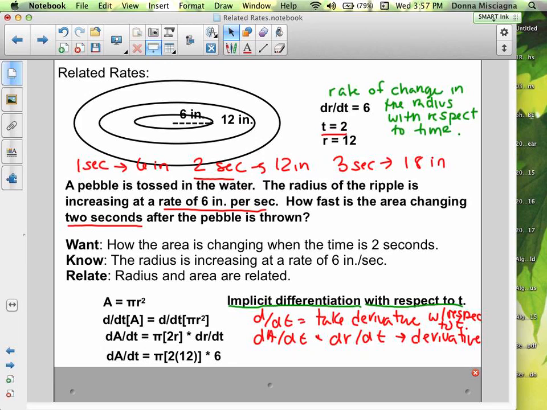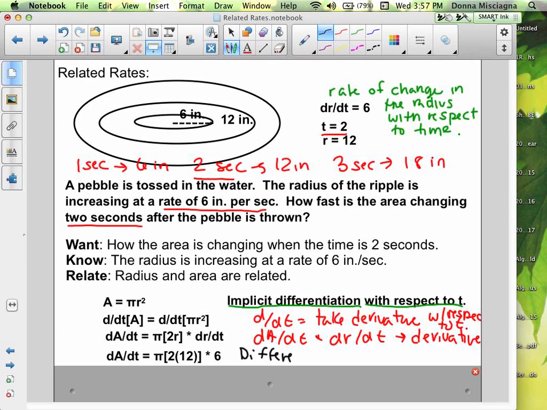You can make that be 2 pi r dr/dt or just leave it the way it is. Once I've taken the derivative, now I can substitute values. So differentiate first. Very, very important. Then evaluate. Because these are variables. They're changing, right?